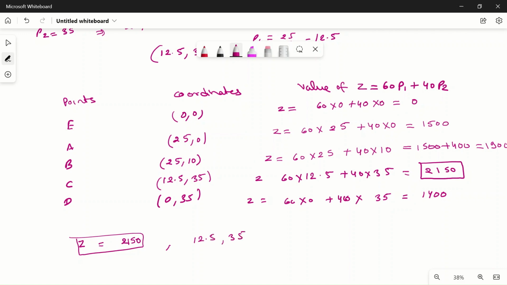It means that if you produce 12.5 units of product P1 and 35 units of product P2, then we will have the maximum profit Z, which is equal to 2150. So I hope you understood how to formulate these problems and how to solve this by the graphical method.